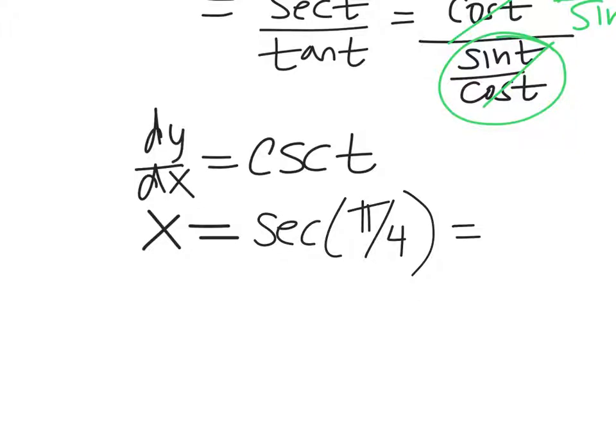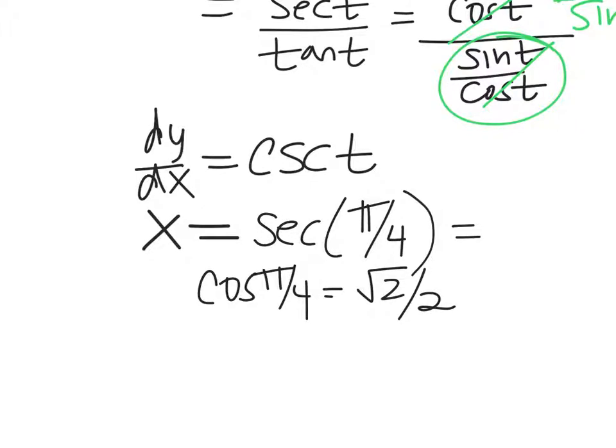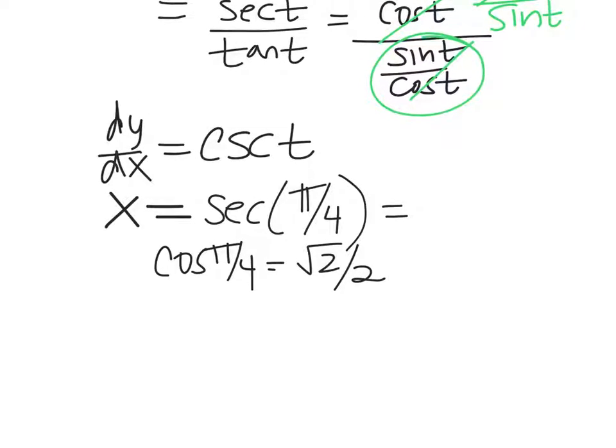Probably not, huh? Okay, so let's think about what cosine of pi over 4 is instead. Rad 2 over 2. Do you remember that? You remember the unit circle? I have the proof. Then you have to take the reciprocal.